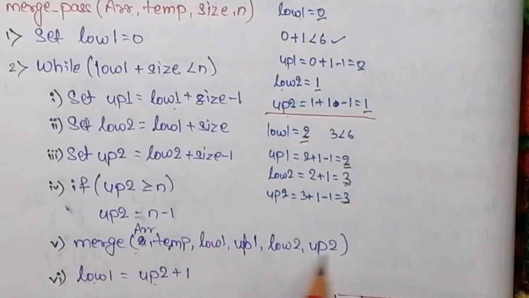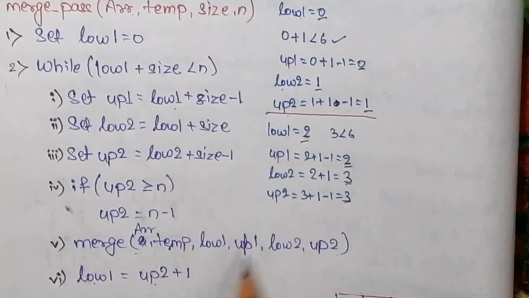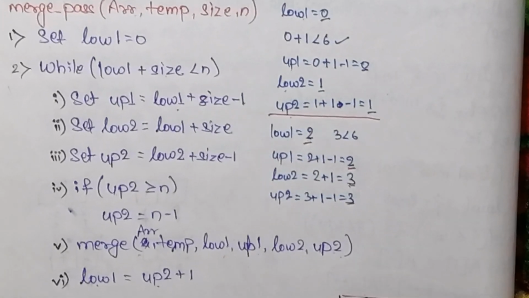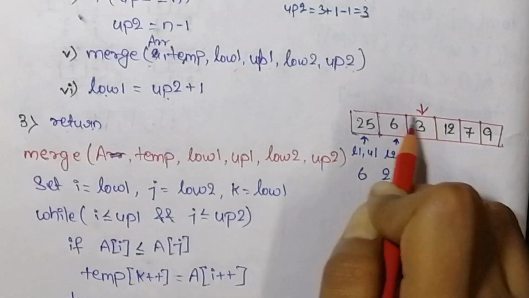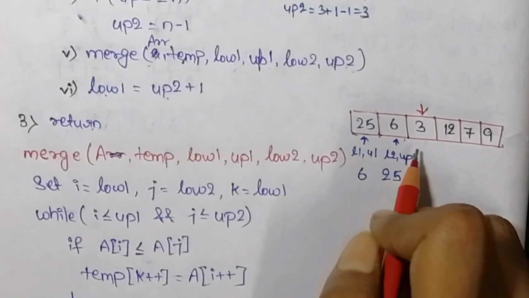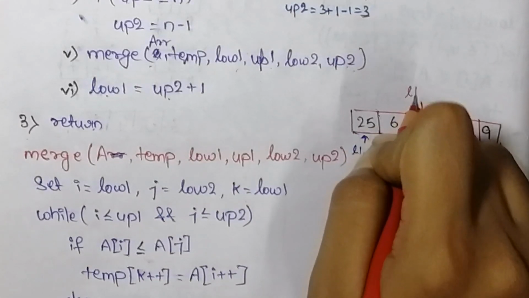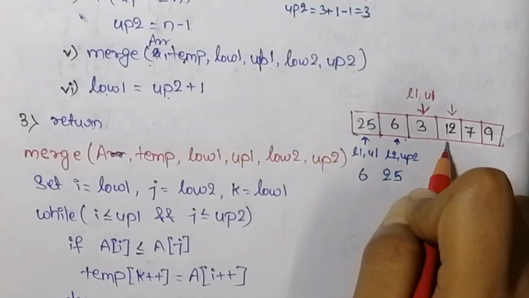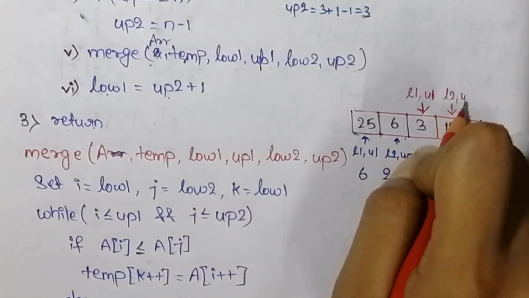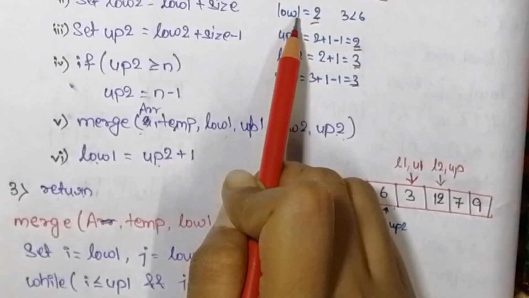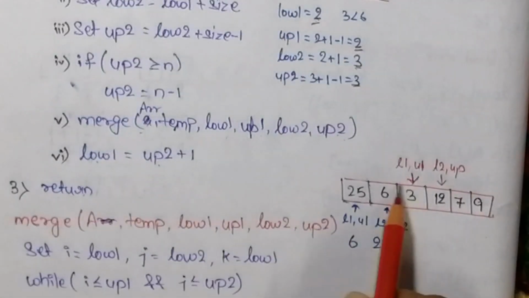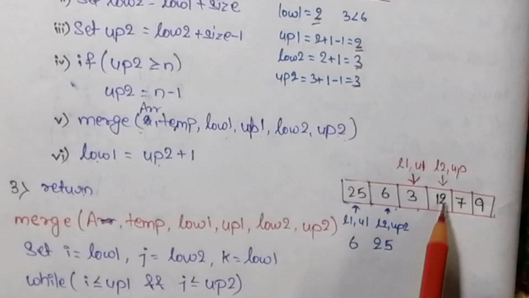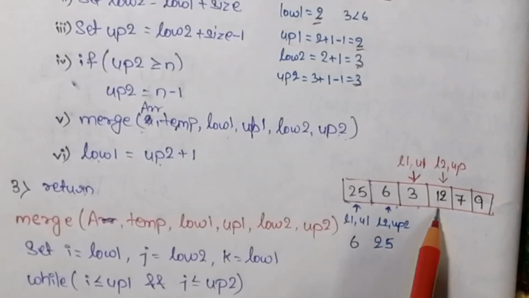We will call this function merge again, and we will pass low1, up1, low2, up2 as the arguments. So let's explore this function. We have just seen that the element at position 2 will be low1 and up1, and the element at position 3 will be low2 and up2. Here low1 and up1 is 2, that is the element at index 2, and low2 and up2 is the element at index 3, that is 12.